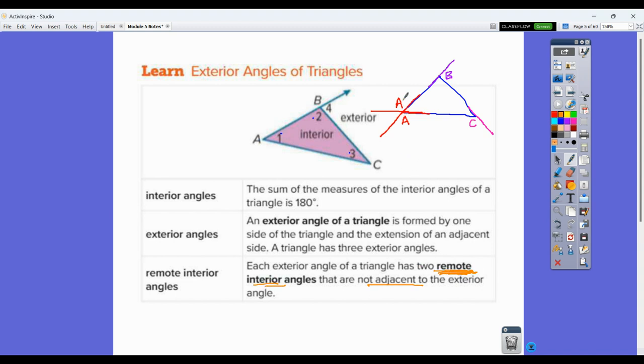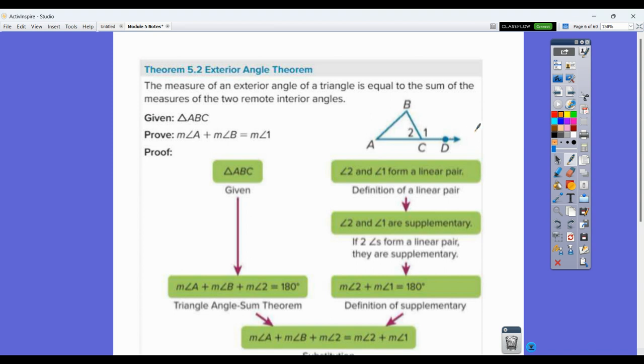So if I think about angle A and the interior angles that are far away, I should probably label these, but for angle A, the remote interior angles would be 2 and 3. However, for angle B, the remote interior angles are 1 and 3. And same thing with C, the remote interior angles are 1 and 2. Okay, so that's going to lead to our next idea, the exterior angle theorem.